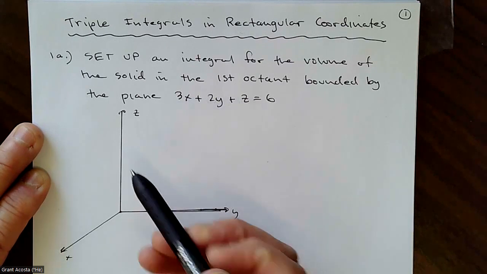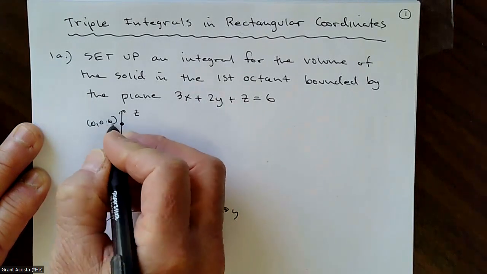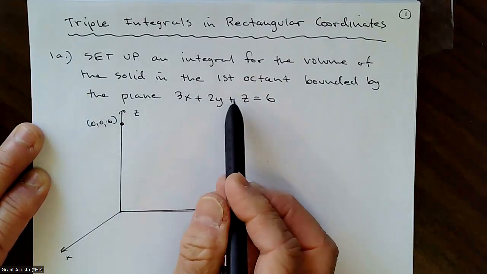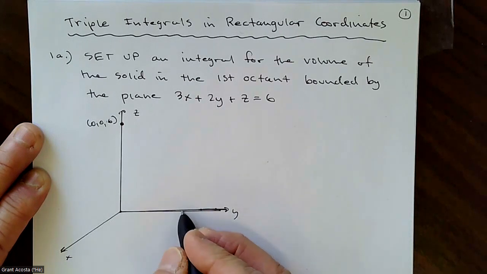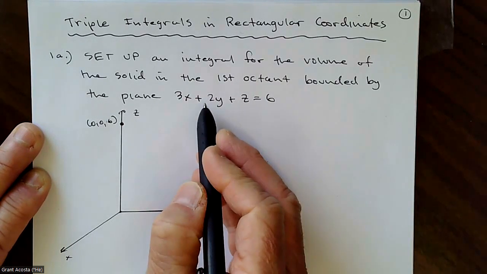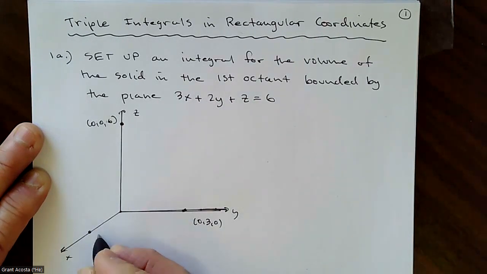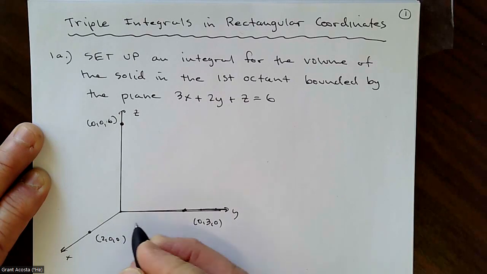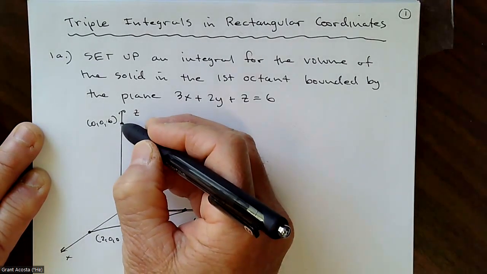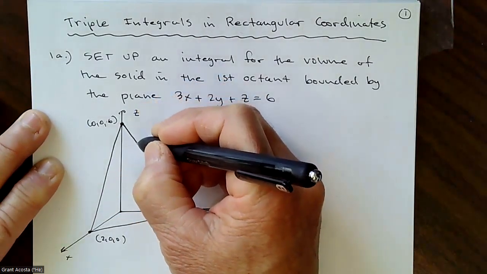If x and y are both 0, z is going to be 6. So I have (0, 0, 6). If x and z are both 0, y is going to be 3: (0, 3, 0). And if y and z are both 0, 3x equals 6 is going to give me x equals 2. So (2, 0, 0). If I sketch those together, we get what looks like a triangle.